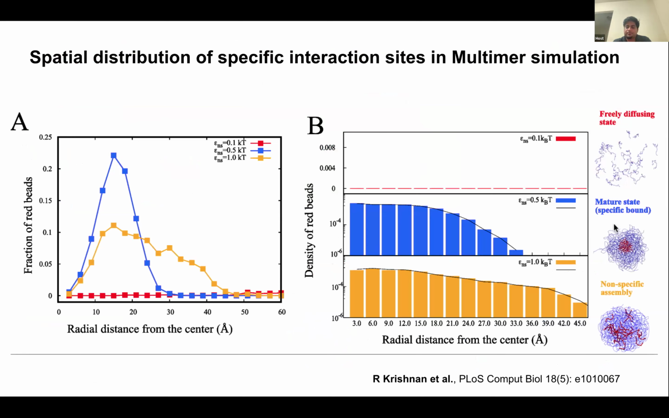What we found is that the fraction of red beads is spread radially across the box, so the value is like 0. For a 0.5 kT interaction, the red beads are in the center, so there is a peak in the middle region, and there is a peak because it is concentrated at one region. For a 1.0 kT you can see the spread of red beads across the cluster formed. This is also shown in the density graph.